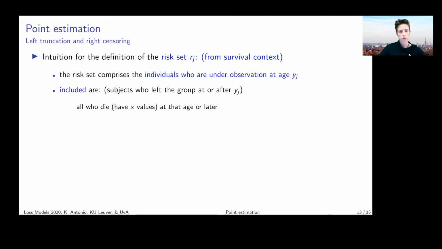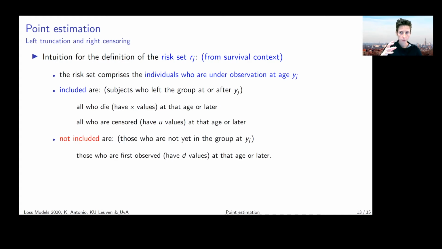So who are you going to include? You're going to include all who observe the event of interest at age yj, at time yj or later. You're going to include all those who are censored at value yj or later. And you're going to exclude those who are not yet in the group at age or time yj. That means those who you will only first observe at that particular age or later.